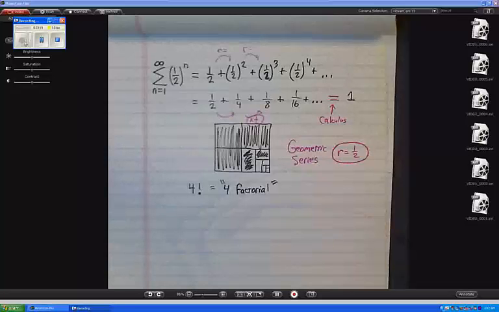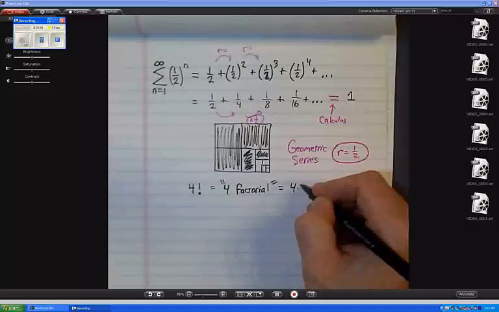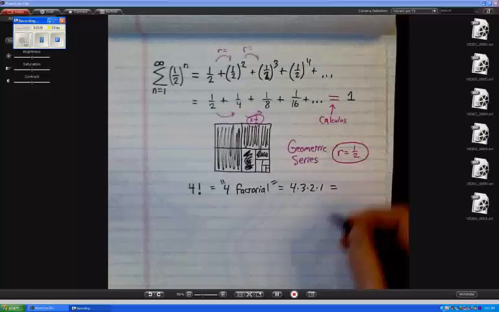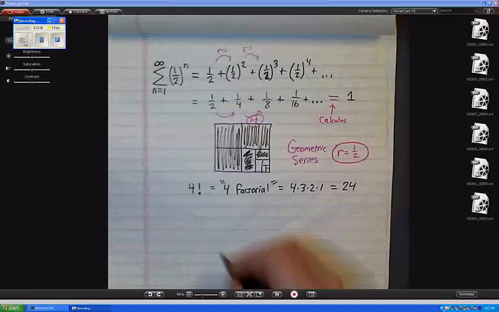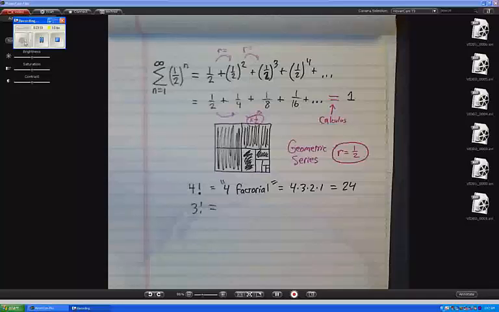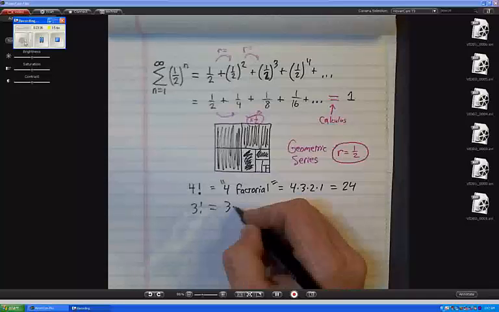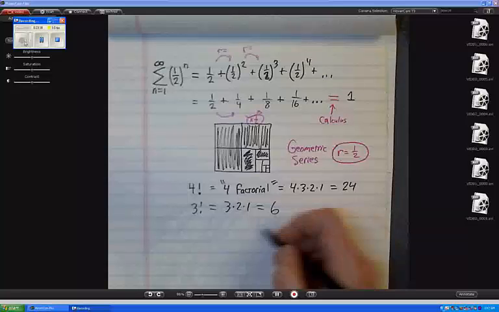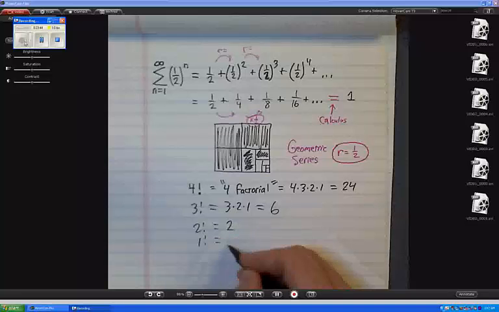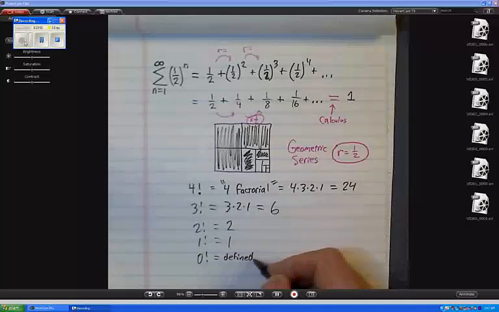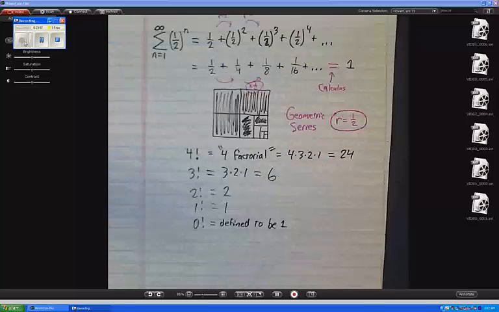That's what it means. 4 times 3 times 2 times 1, which is 24. What's 3 factorial? 3 times 2 times 1, which is 6. What's 2 factorial? 2. What's 1 factorial? What's 0 factorial? Well, it's defined to be 1. I don't have a good reason right now for you. I do have good reasons, but not right now.